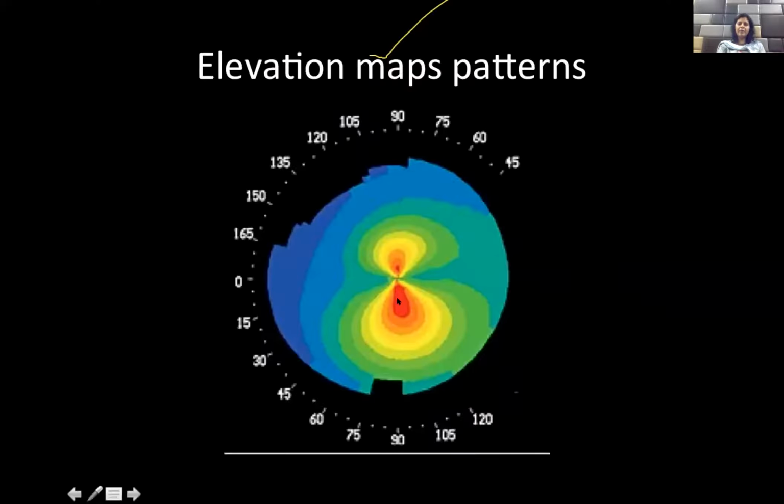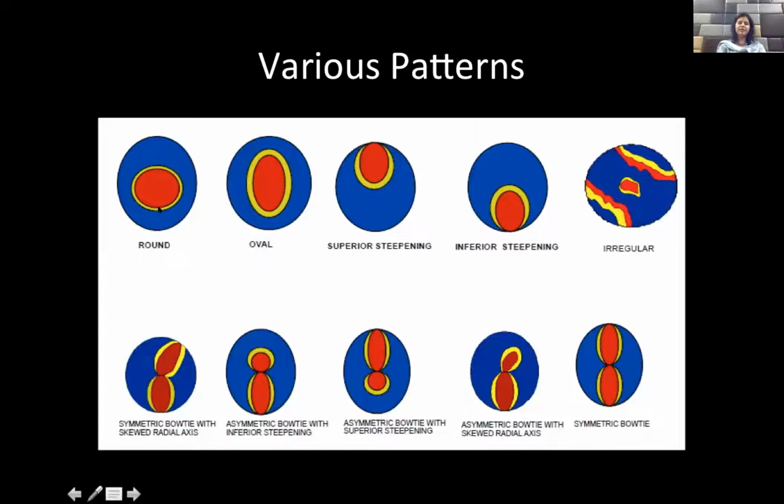So you look at the map. First, look at the elevation map. Now, you can make out that it forms this kind of bow tie pattern. If you have to represent this schematically, you can see that there have been various patterns which are described. So look at this, if you can see my marker, this is a bow tie, which is symmetrical. Symmetrical meaning both the sides are of almost the same size. While this one has an asymmetric bow tie, wherein the lower part is bigger, that is, there is inferior steepening, and the upper part is smaller.